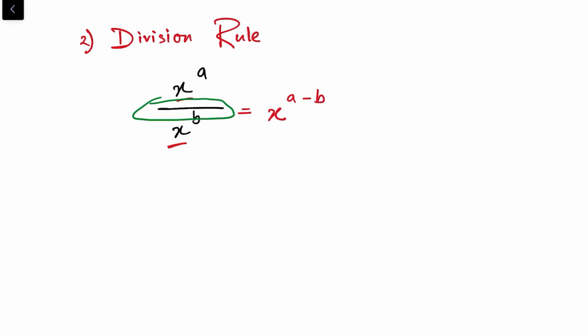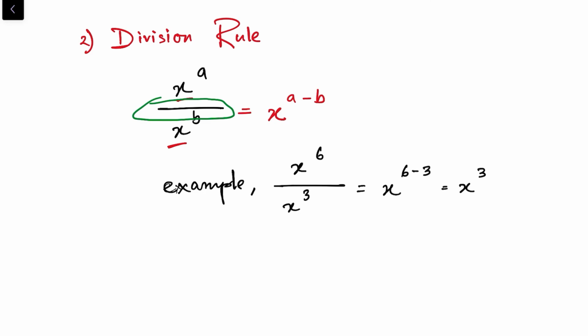Okay, let's look at an example. x to the power 6 divided by x to the power 3 will be equal to x to the power 6 minus 3, which is x to the power 3. All right, this is the answer.